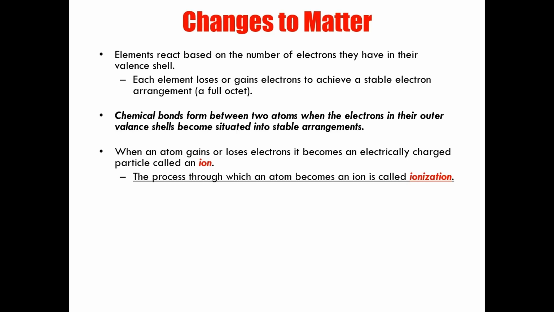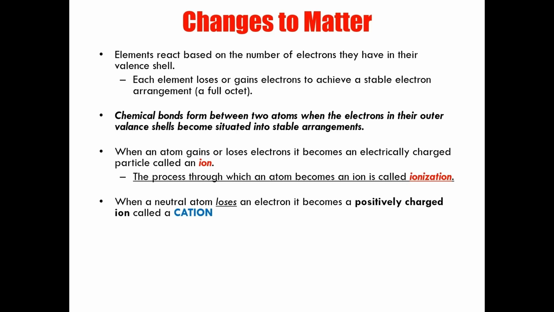It's incredibly important to take note here that when an element gains or loses an electron, it is no longer considered an atom, it is considered an ion. Atoms are neutral particles, and so we only describe elements as atoms when they are neutral. As soon as they become charged, we call them ions.